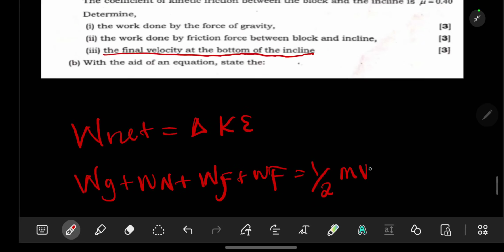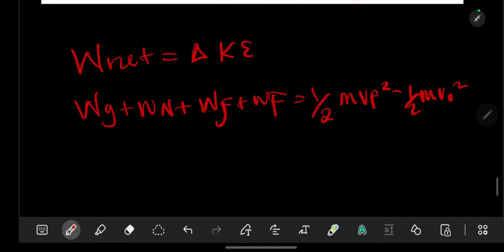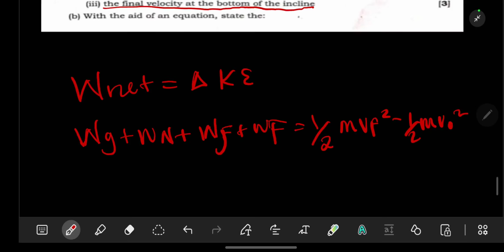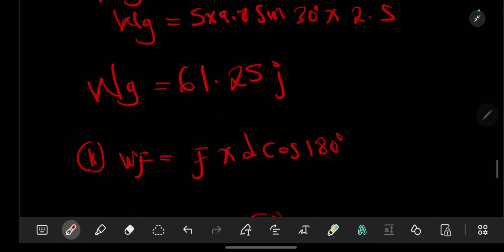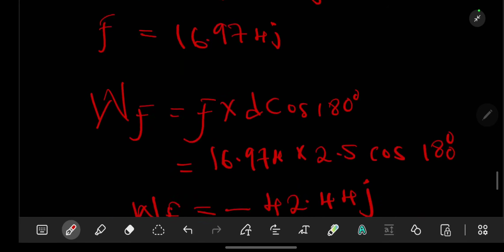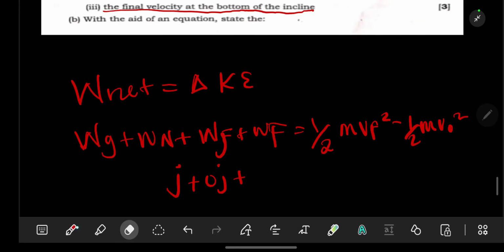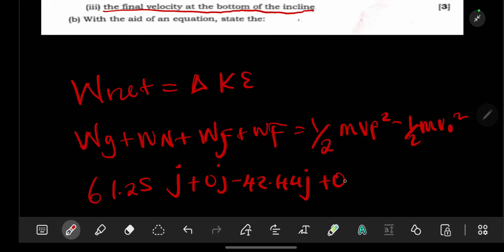This will be equal to the change in kinetic energy, which is half m v final squared minus half m v initial squared. In this case, the work done by gravity, which was found to be 61.25, plus the work done by the normal, which is 0 joules since it is not leaving contact, plus the work done by friction, which is negative 42.44 joules, plus the work done by the force, which is not there, so 0 joules.